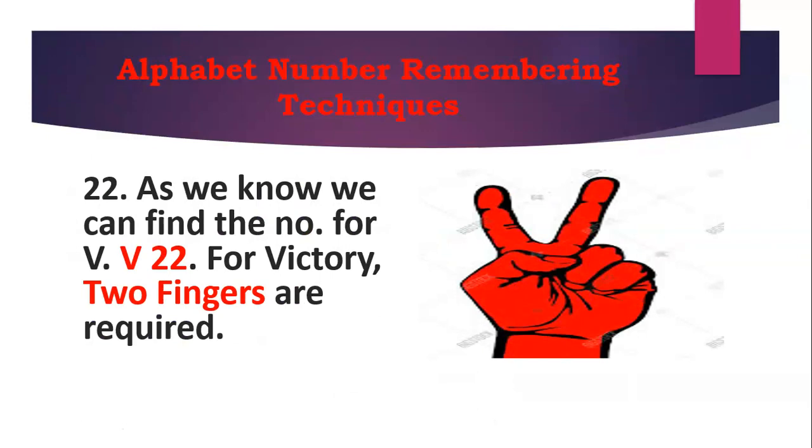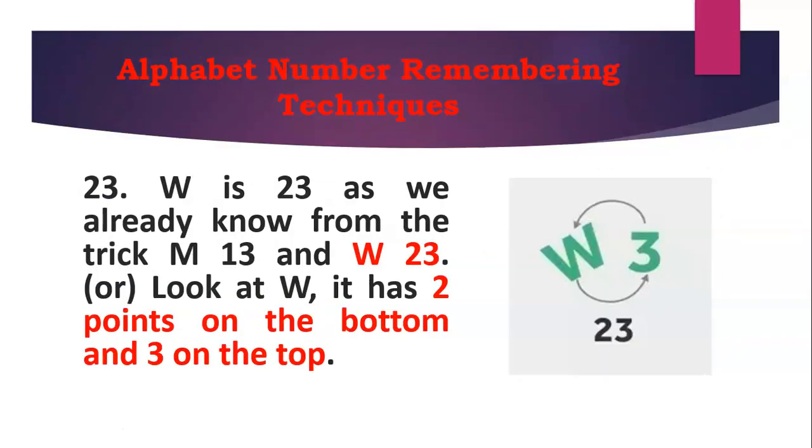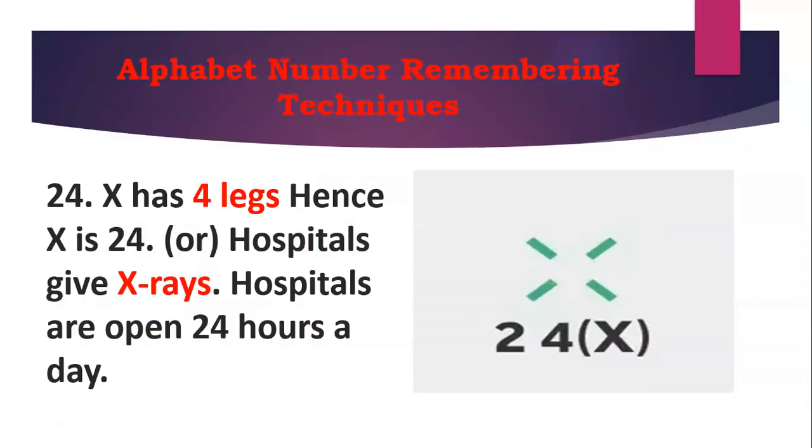Then we can find the number for V is 22. It's a victory. Two fingers, 22. So V is for 22. The place value of V is 22. Then W. Again, we use the trick from M13, W23. You can easily come to know that. So 2 points on the bottom and 3 points on the top. 23. W is 23. Then go for X.